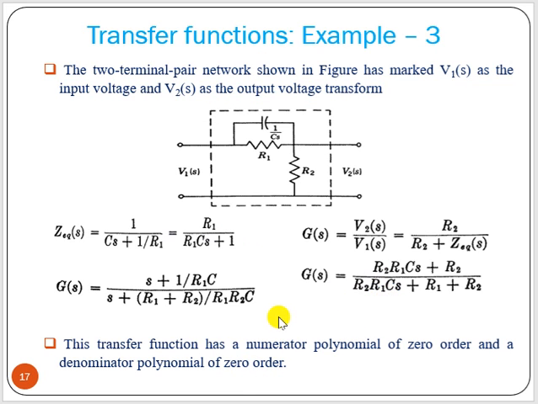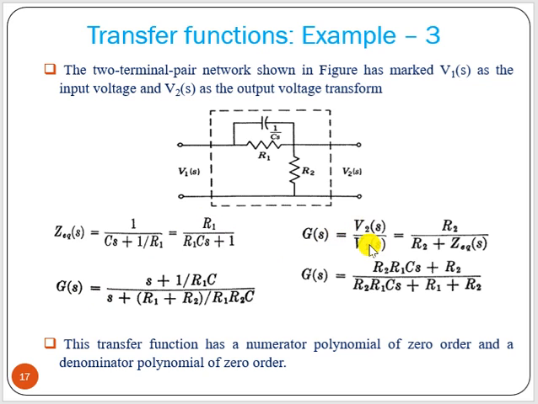Another example: here we have a resistor and capacitor in parallel, so we can find the equivalent impedance Z of that. That is 1 divided by (1 by Cs plus 1 by R1), which is R1 times 1 by Cs divided by (R1 plus 1 by Cs), so we get this value, and G(s) will be equal to what?